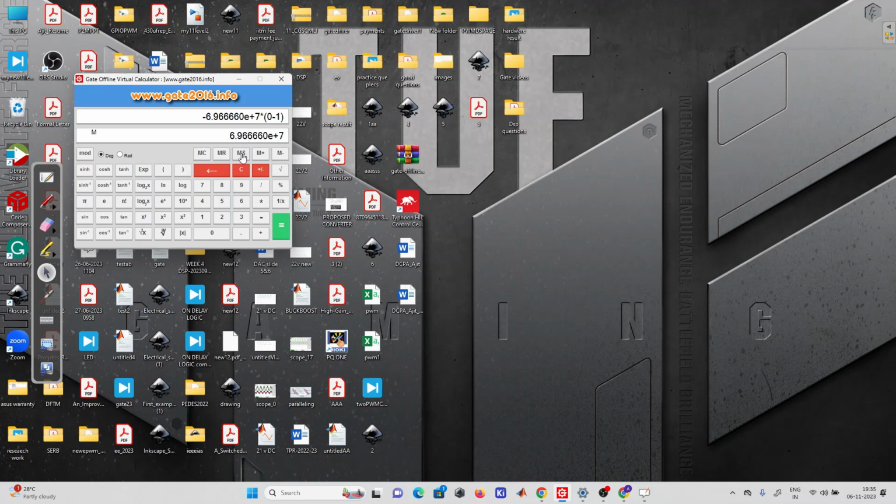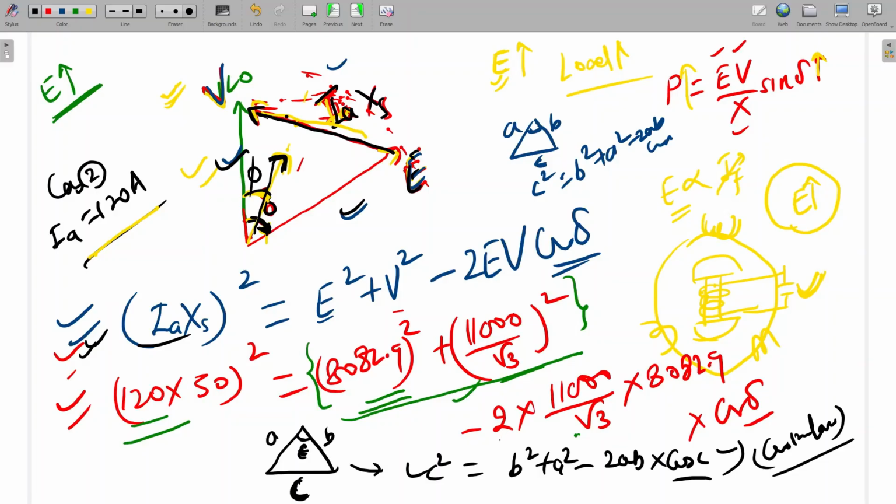So this is the total value. Okay, this is the total value. So what we can do, we can divide it by this total. So how can we do it? First multiply all three: 11,000 by root 3 into 8082.9 into 2, inverse it and multiply.